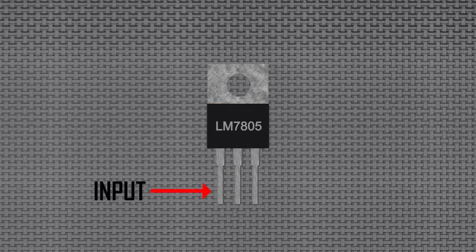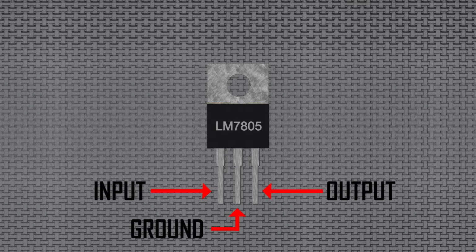An input, where you input your supply voltage, anywhere from about 7 to 15 volts will work. A ground, or the negative side of your supply voltage. And an output pin, which will always supply your 5 volts.